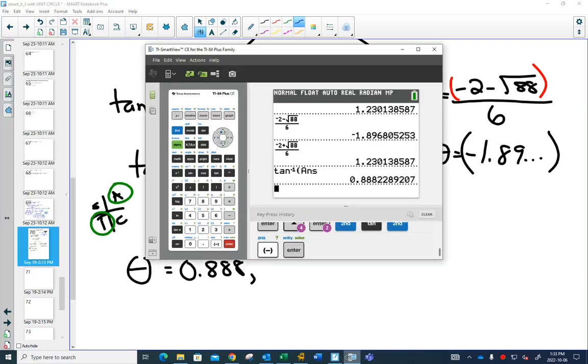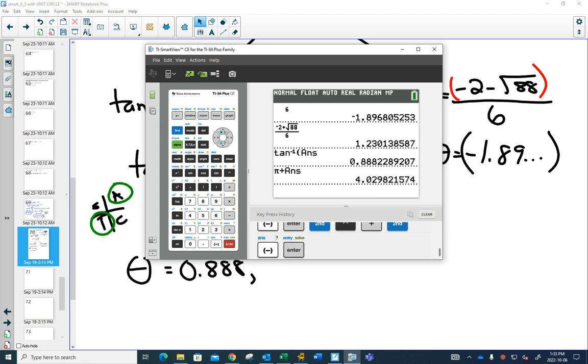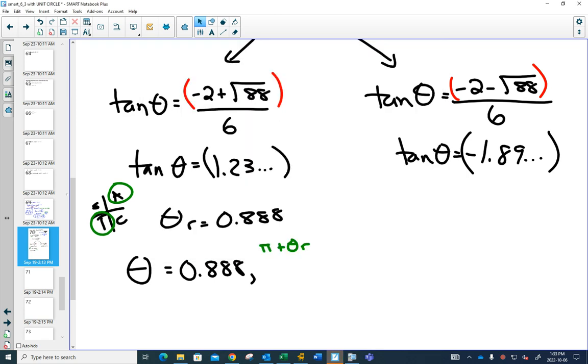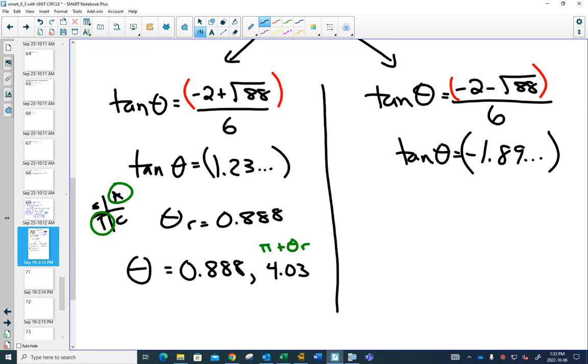Type that into my calculator, pi plus the answer that I just had, which was my reference angle, and I get 4.03. That solves the first set of equations.